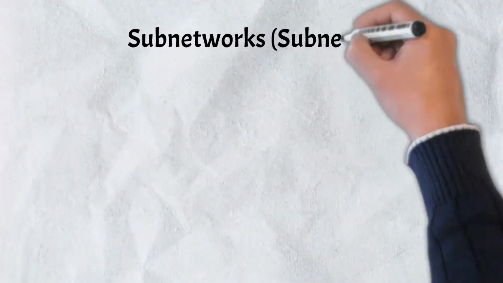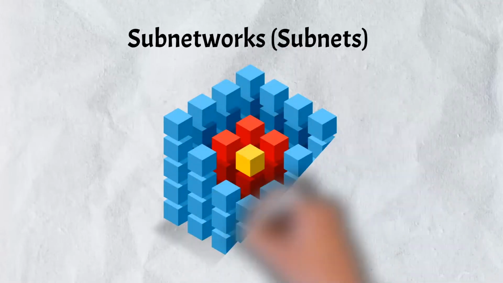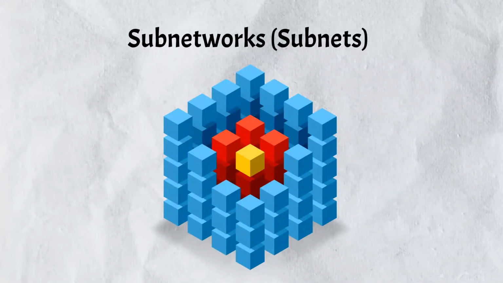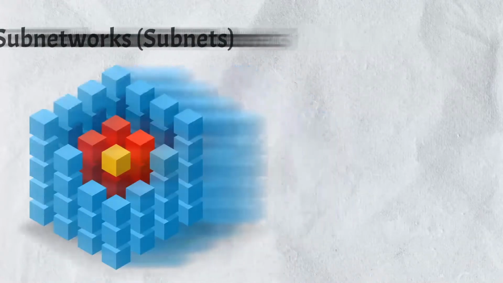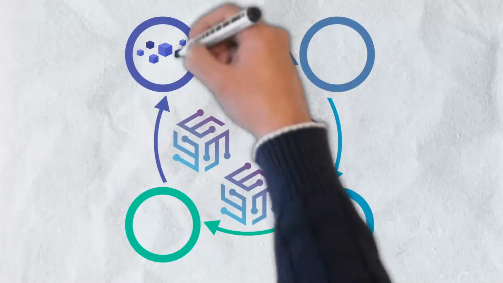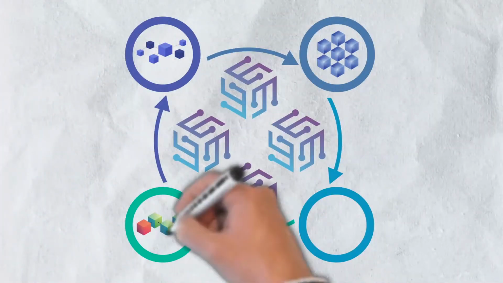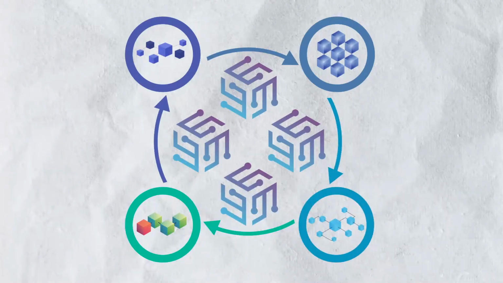Avalanche offers a solution to the problem with subnetworks. Subnetworks or subnets are a segmented piece of a larger network. They also provide custom blockchains that share the network's compatibility, speed, and security.